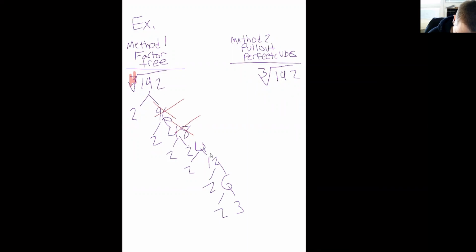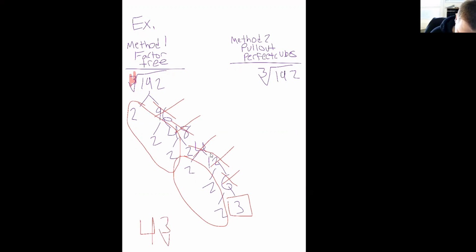You're just looking at your end results, your prime numbers, and you're looking for groups of three because it's a cube root. So we got a group of three 2s, another group of three 2s, and we got this 3 left over by himself. For each one of these groups, you pull one of them to the outside of your radical. So you'd have 2 times 2, or 2 squared, is 4. And then since you had that 3 left over, it stays underneath your cube root.